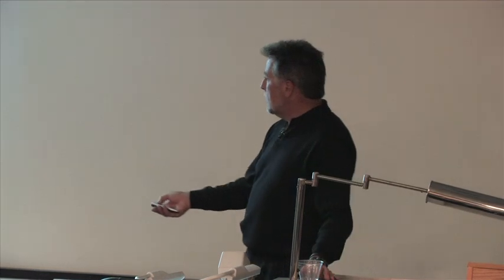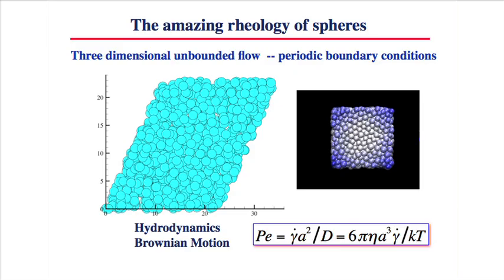There'll be one dimensionless parameter which is important, which is the ratio of the shearing forces to the diffusion, or the Peclet number, which I've written down here, proportional to viscosity, size cubed, shear rate, over the thermal energy kT. Okay? And now we're going to ask ourselves what happens to the rheology.